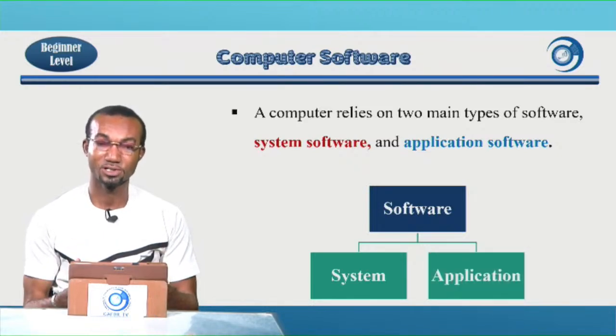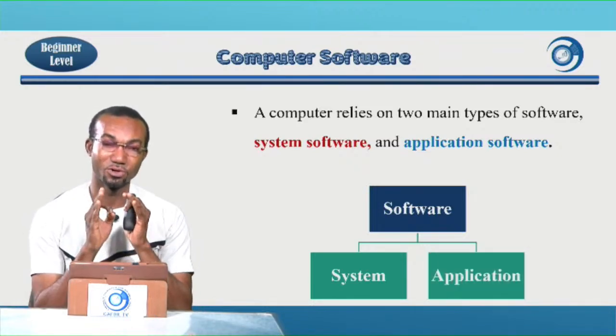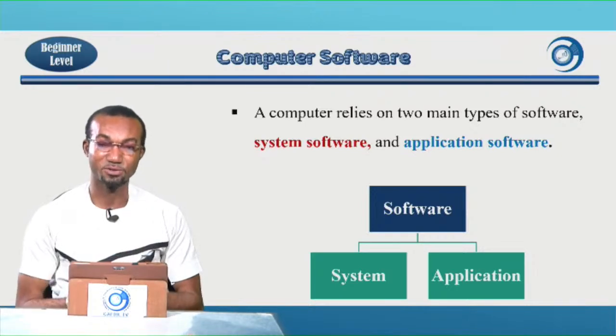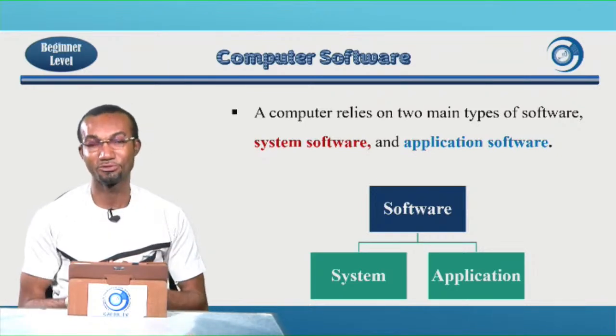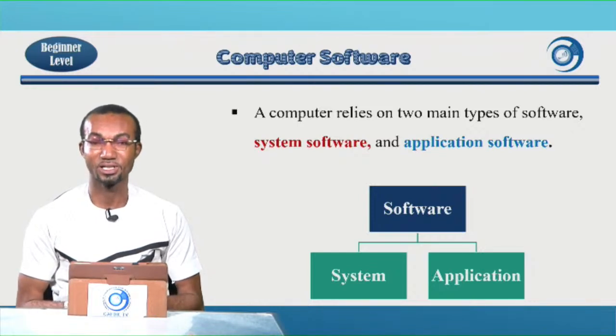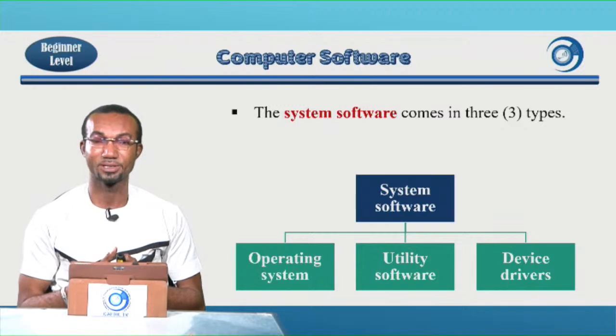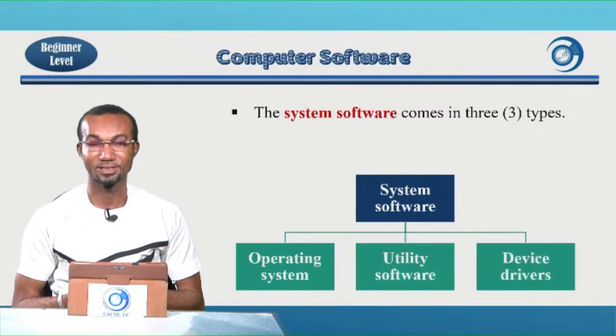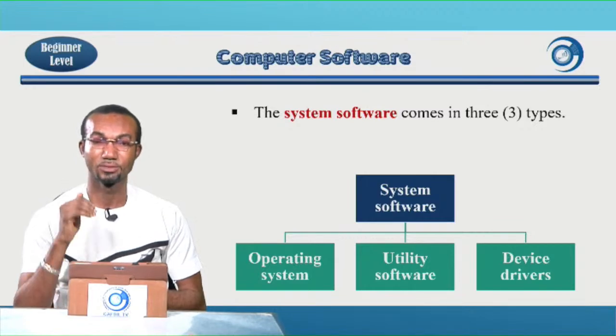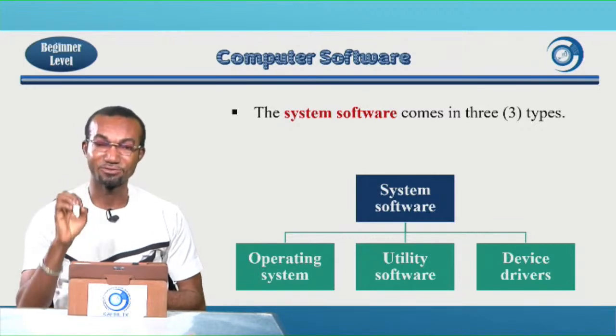For the purpose of this lesson, we are going to deal first with system software, because that is the first software you find on any personal computer. As I said, we are dealing with system software today. The system software comes in three types: the operating system, the utility software, and device drivers.